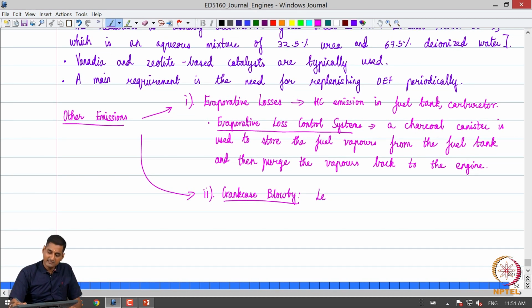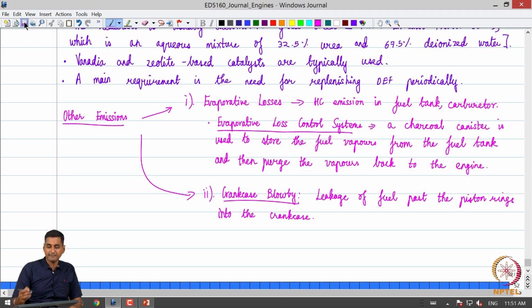So this is nothing but leakage of fuel past the piston rings into the crankcase. That is what is called crankcase blowby. So these are the other emissions that can occur in engines. Crankcase blowby obviously increases with engine age, as wear and tear occurs.